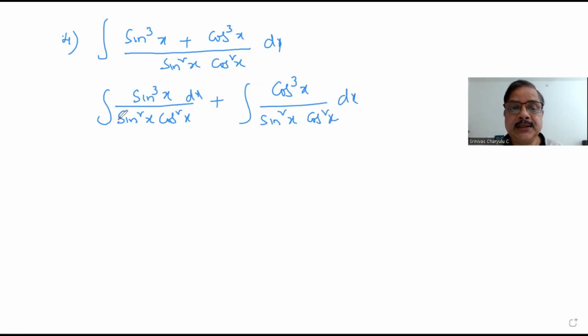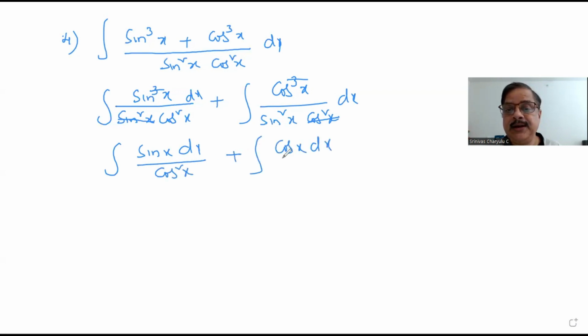Then here sin square x will go into sin cube x one time, so sin x will remain. Cos square x will go into this one time. So you are now left with the numerator sin x dx divided by cos square x, plus cos x dx divided by sin square x. So now let us go to the substitution method.